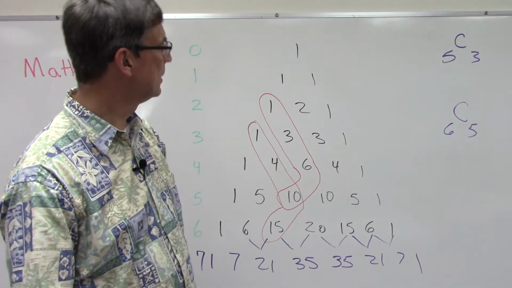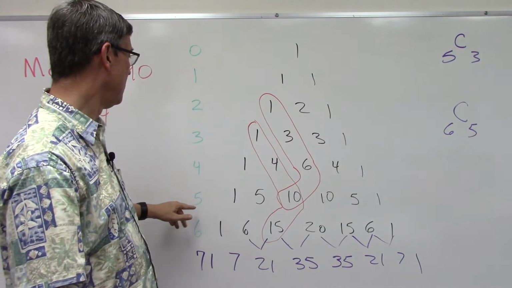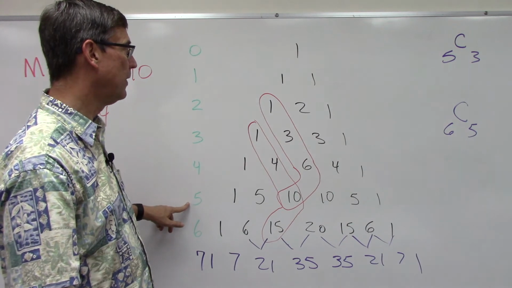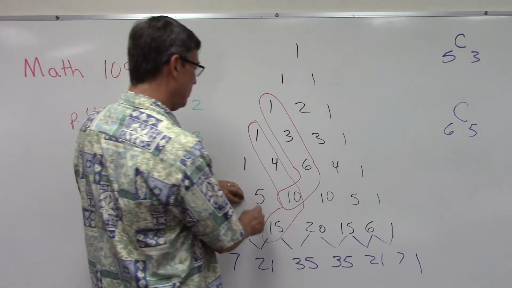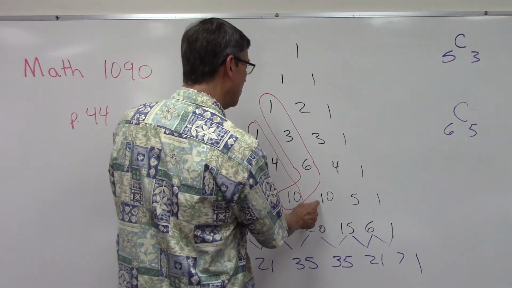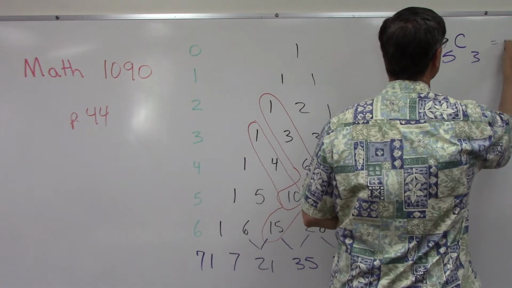And the shortcut for this is that you can go down to the 5th row, so that's what the 5 is, take row 5, and then you don't count the 1, but you count over to the 3rd number, and that would be 10, okay? So we could say that that is 10.